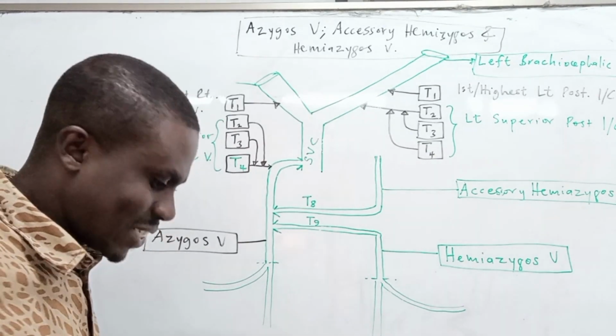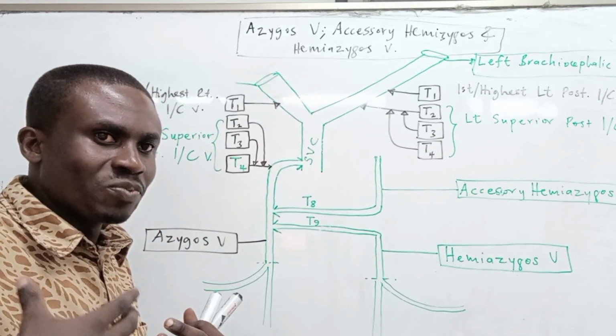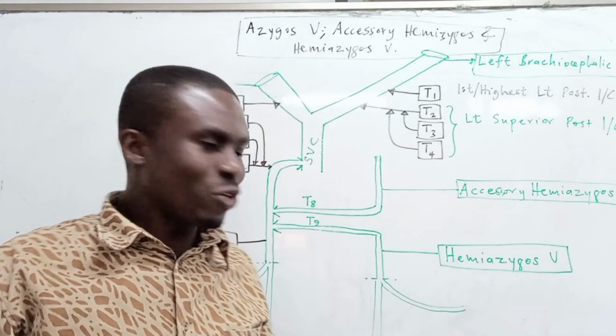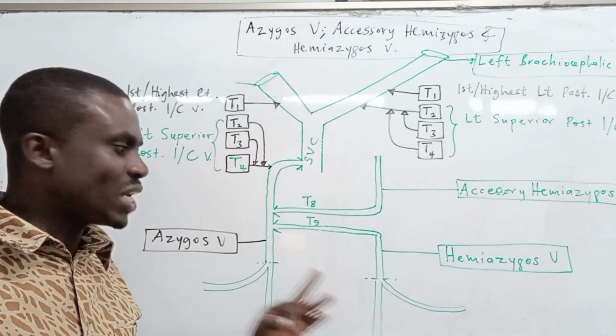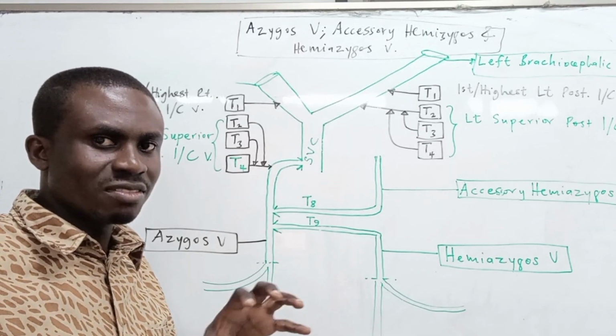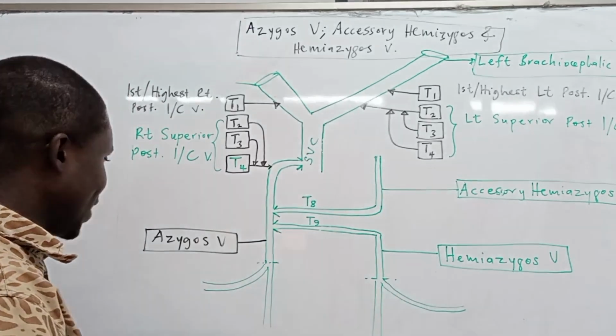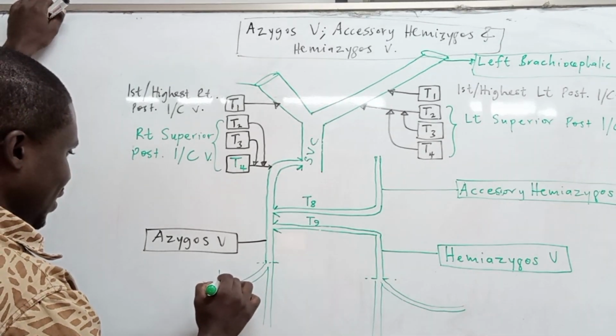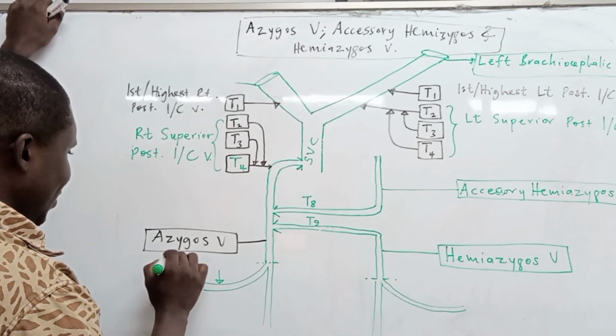Now look at how it is. We are talking about the posterior intercostal space. There are some veins moving in this manner. What do you think this vein is going to be? Of course, we are talking about the subcostal veins. So this one over here becomes our right subcostal vein.